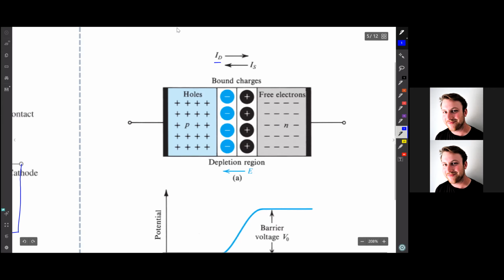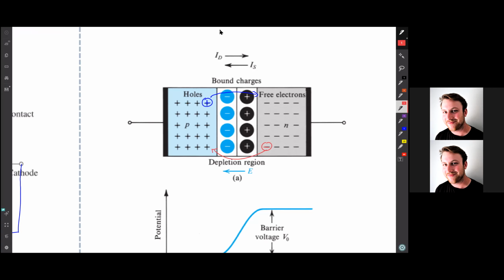So we see ID because holes, right, are in abundance on the P side, and there are very few holes at all on the N side. So those holes want to diffuse from P to N, and that's the diffusion current. Similarly, we have electrons diffusing from N to P, but because it's a negative charge carrier, movement from right to left indicates a current from left to right. And so both of those diffusion components will add together to get the total diffusion current.